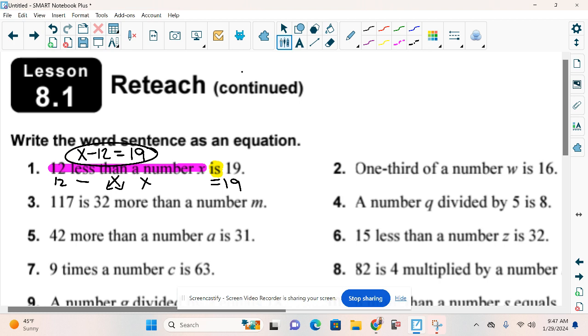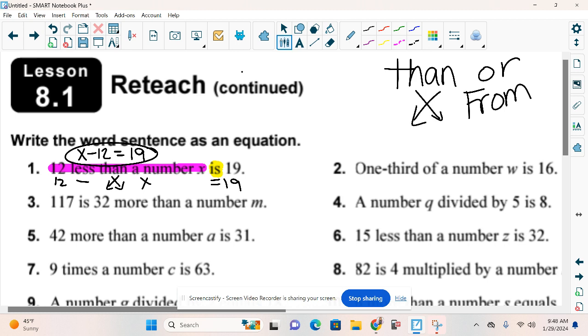Do you remember our swap words? If it has than or from, those are our swap words. Okay? Several of us forgot that, and I might make a note of that somewhere to remind myself that if it has than or from, those are swap words.